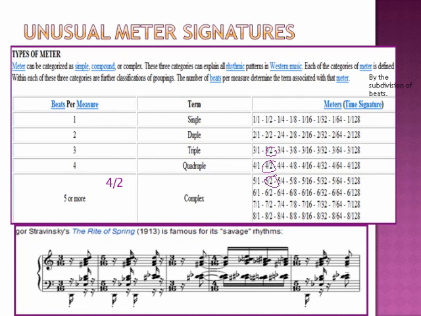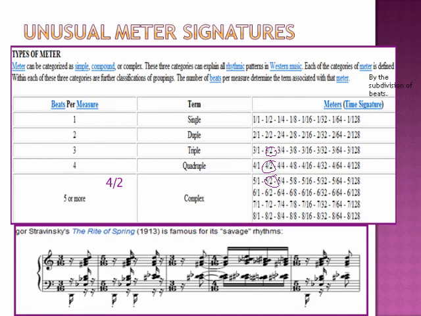If you wanted to look at mixed meter, one piece of music doesn't have to have just 1 meter. It can be mixed meter. It can be changing. This is just an example of the notation from Stravinsky's Rite of Spring, written in 1913. It's famous for its savage rhythms. This music actually caused a riot the first time it was ever played.